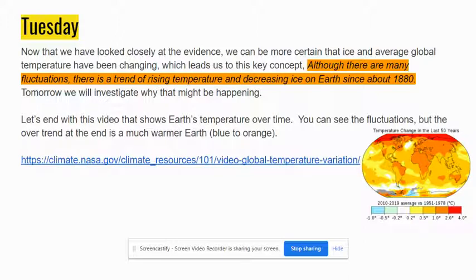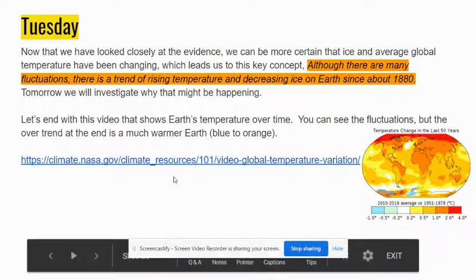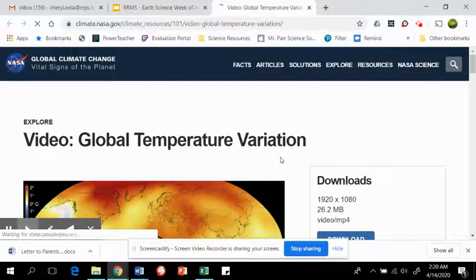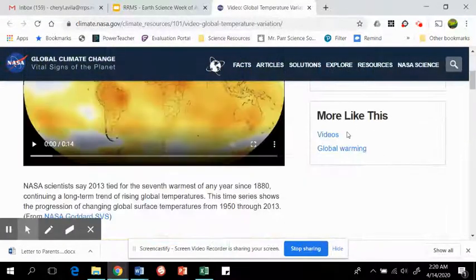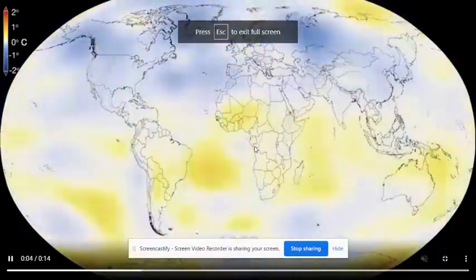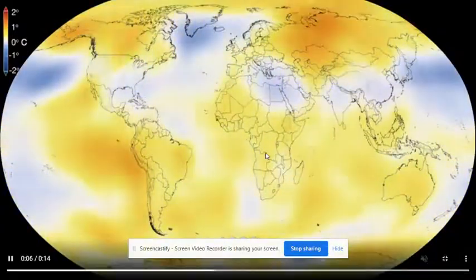Let's end this slideshow with a video that shows Earth's temperature over time. You can see the fluctuations, but the overall trend at the end is a much warmer Earth, and in the video it goes from blue to orange. So I'm going to press this. Okay, just an animation, no talking here.